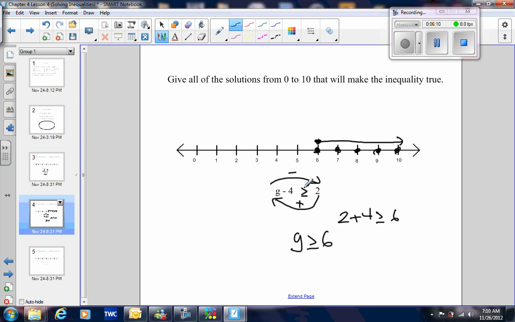So we have 6 minus 4 is equal to 2. 7 minus 4, that's 3, which is greater than 2, and so on. We didn't have 3, for instance. 3 minus 4 would be a negative number, which would be less than 2. 4 minus 4 is 0, which would be less than 2. So these are our solutions right here for this inequality.